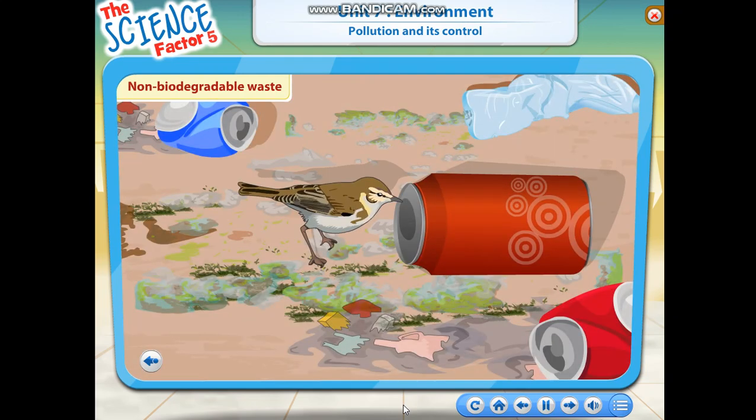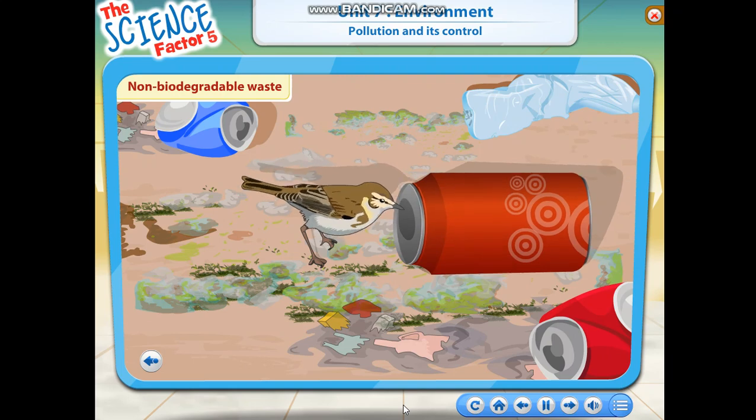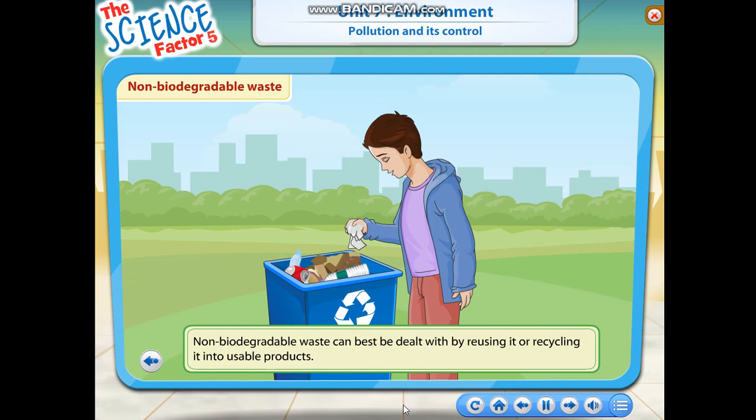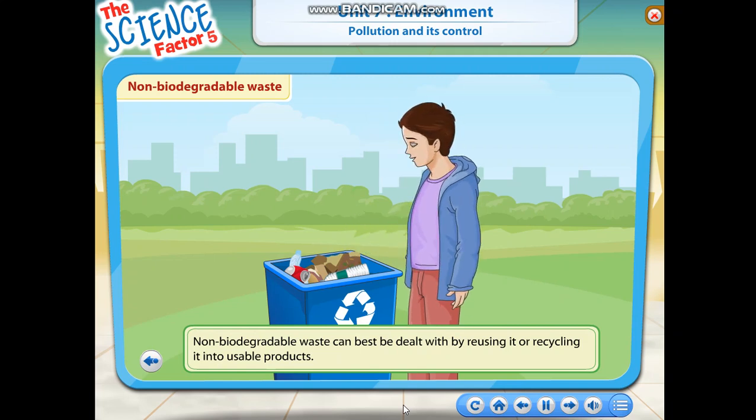Plastic bags and tin cans with narrow openings can choke birds or small animals who accidentally venture inside them. Non-biodegradable waste can best be dealt with by reusing it or recycling it into usable products. Click Next.